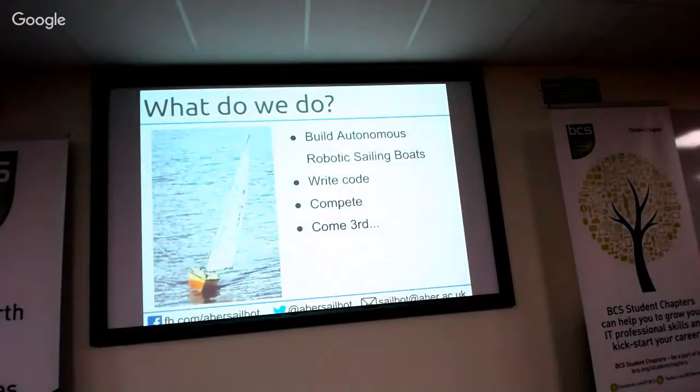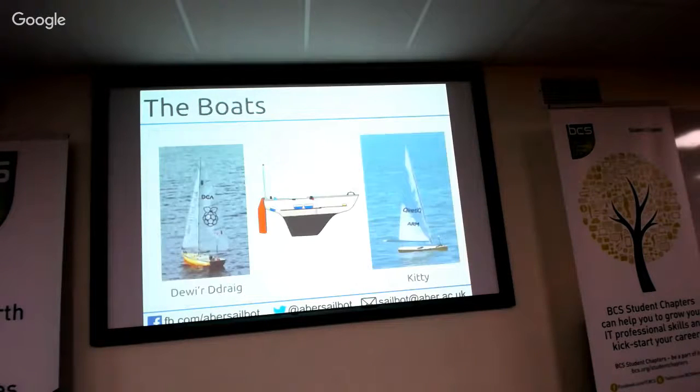So what do we do? We build autonomous sailboats. They're autonomous and remote controlled. And we compete in competitions. The boats, we've got two main boats running at the minute. One's called Dewey and one's called Kitty. Dewey is a maxi loop, designed by one of the visiting lecturers. Kitty is a cat rig, a bigger boat than Dewey.